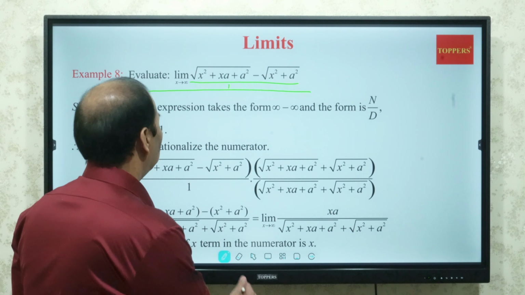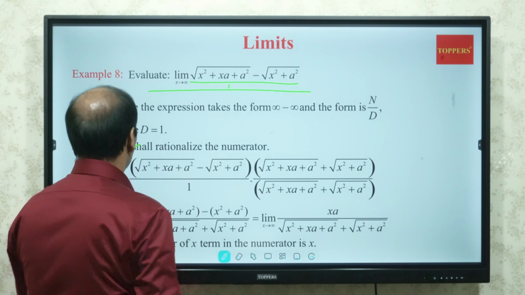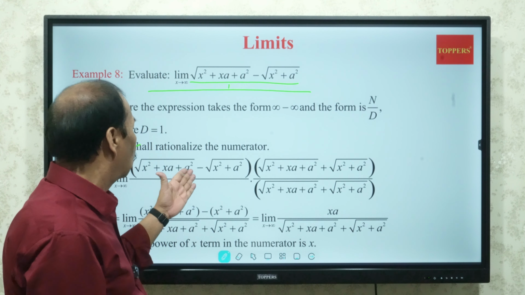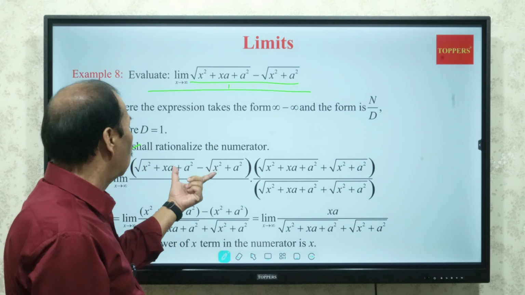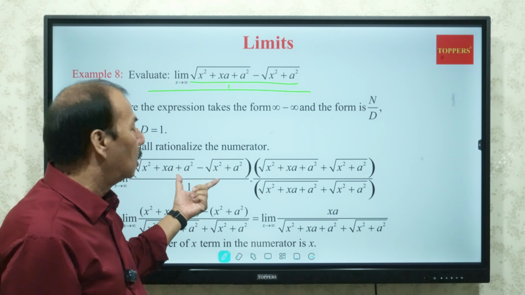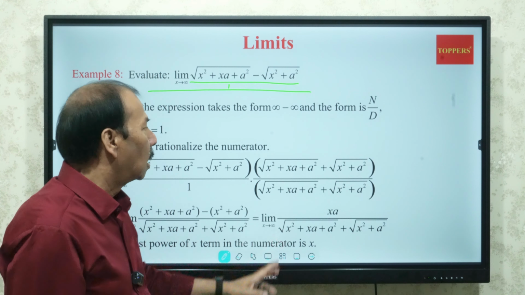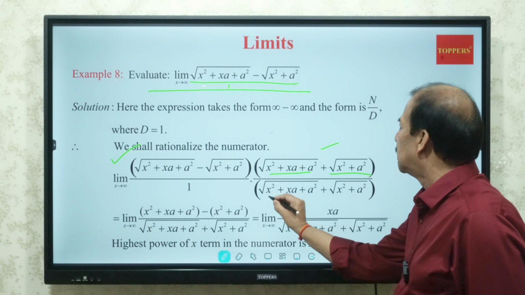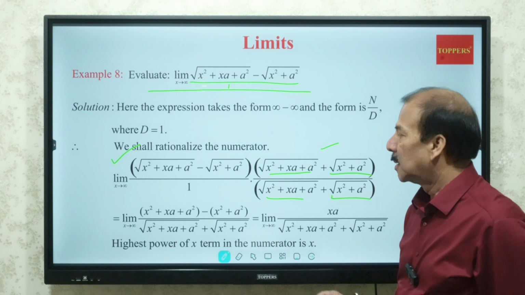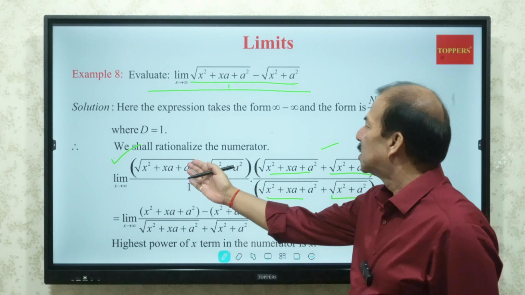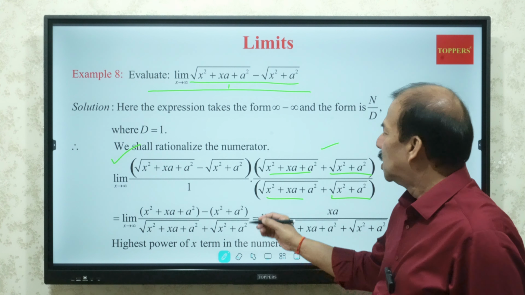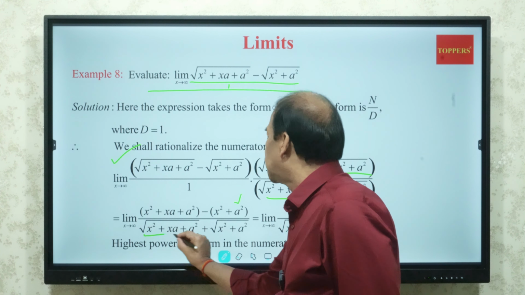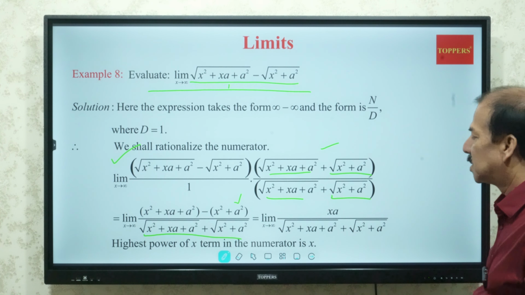So here if you rationalize this, limit x tends to infinity, x square plus xa plus a square minus this, that is, we will multiply the numerator and denominator with the conjugate of this. So here we have this plus this and again divided by this plus this. Now if you multiply, again using a minus b into a plus b, you will get this expression in the numerator and the same expression as far as the denominator is concerned.